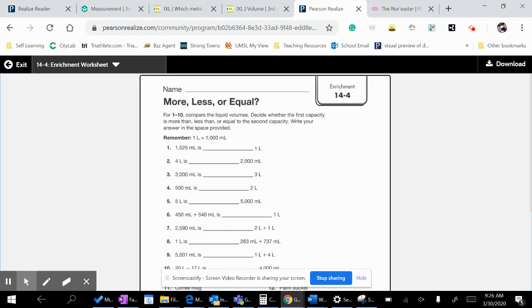Another thing that they could work on this week is the enrichment worksheet. This is a little tougher, but I will be sending this through Pearson Realize. So if they want to log on to this and try this, go ahead. But this is pretty tough. But if you understand that 1 liter is 1,000 milliliters, then 1,525 is how many liters? So it's a little tougher, but it's something extra in case they get past the other stuff.